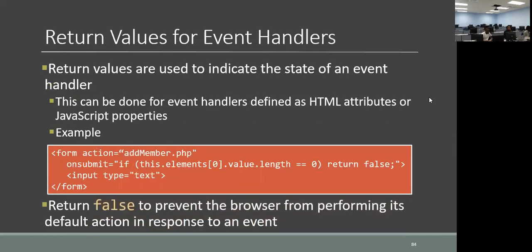Right, and you can do that for any default action. So if you want the browser to stop performing its default actions, that is, when a person clicks on a link, instead of following the link, if the person clicks on it and after you do some validation they shouldn't be able to go forward, then you return false and the browser will not follow the link.